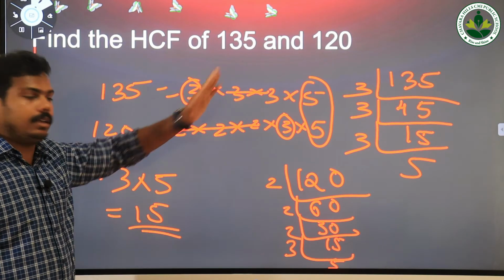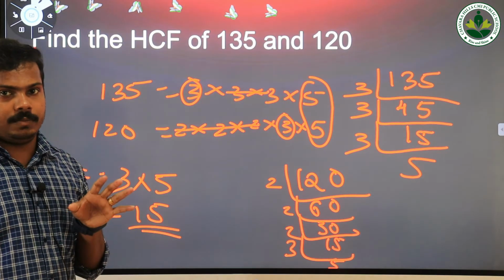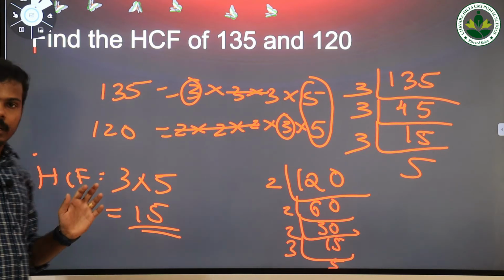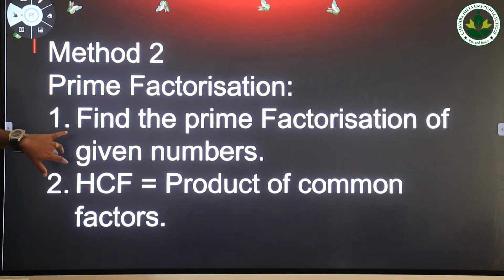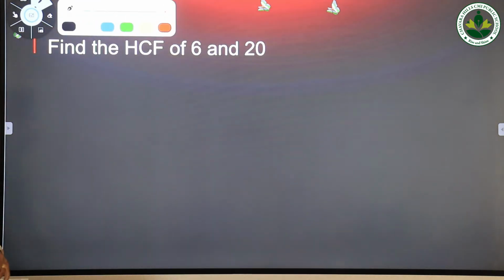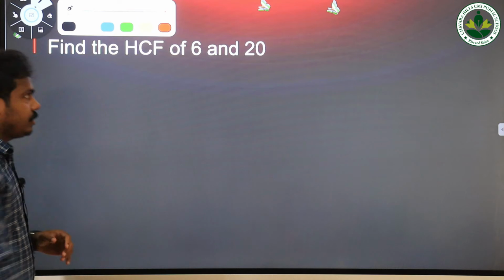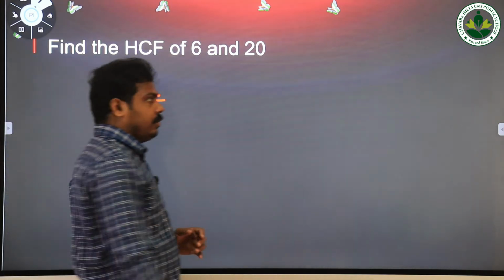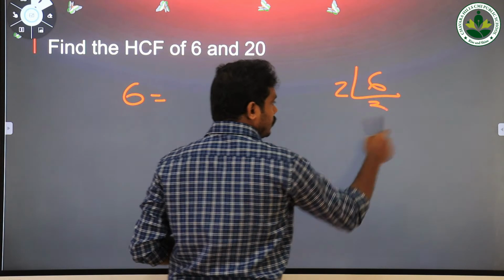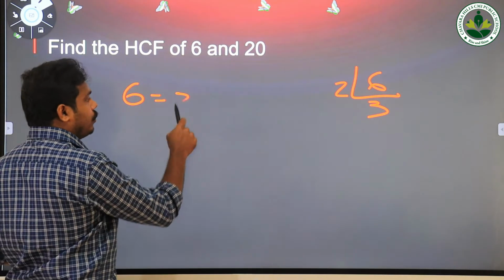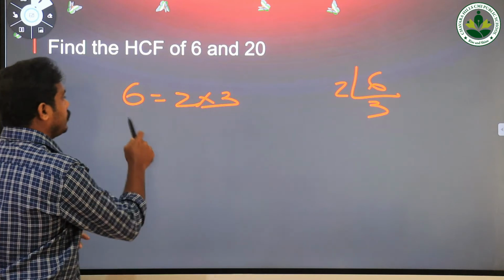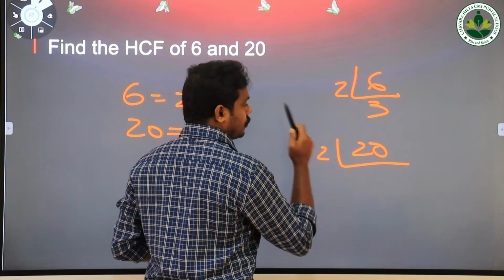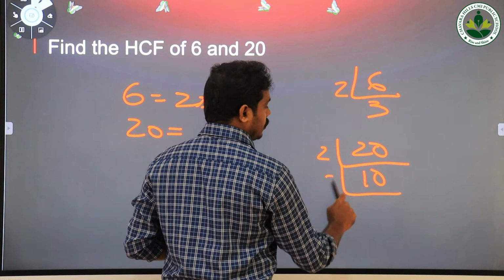The first method is difficult. This one is simple. So for the higher or greater numbers, we use the second method. Now our question. We need to find the HCF of 6 and 20. First write the prime factorization of 6. 6 is 2 into 3. Then 20. It is divisible by 2. So 2, 10. Again 2, 5.